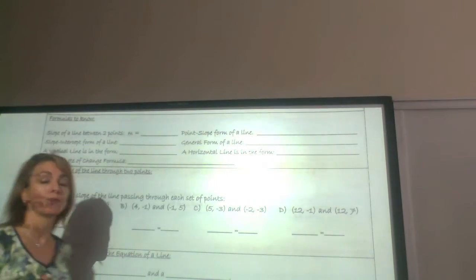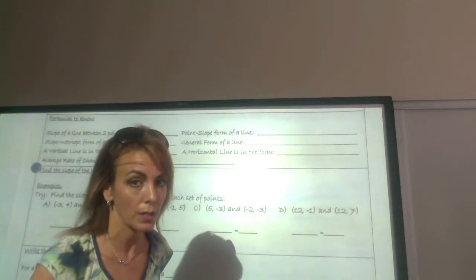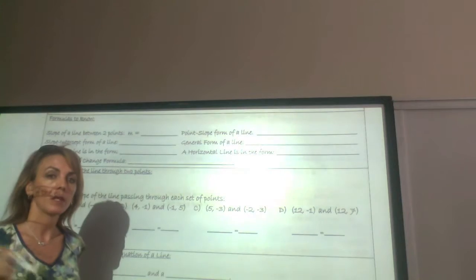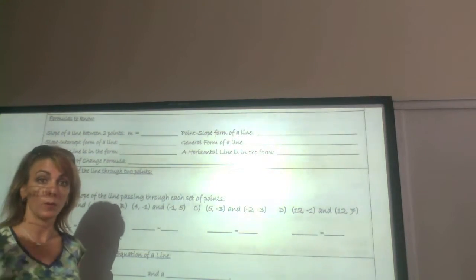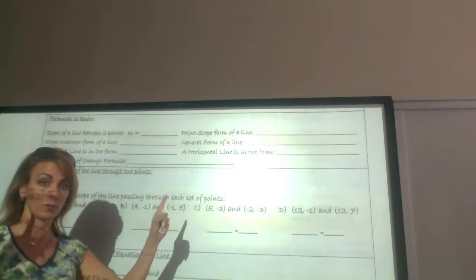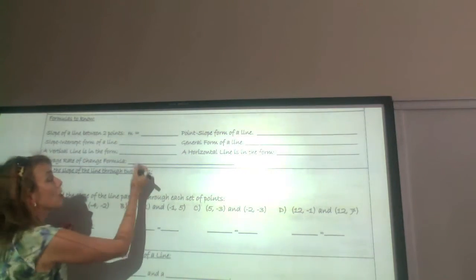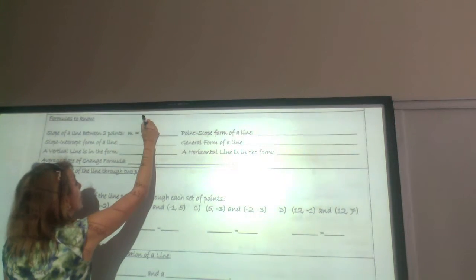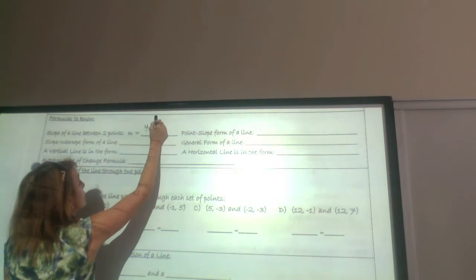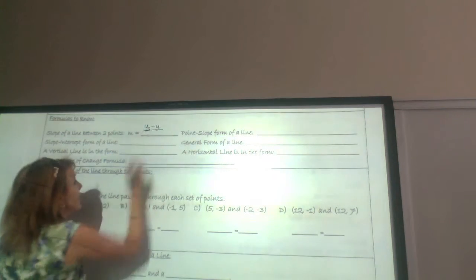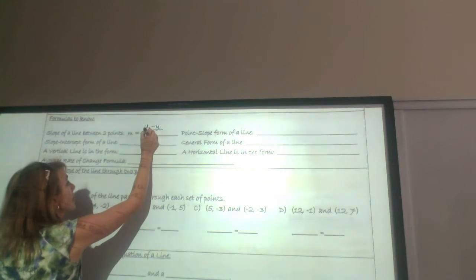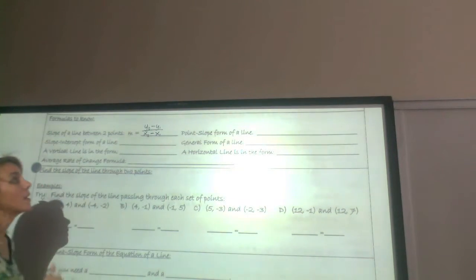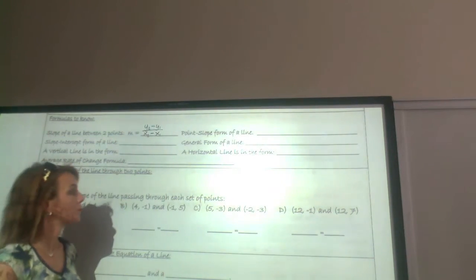Okay, so a lot of these you already know. What is the slope of a line between 2 points? Well, if I have 2 points, x1, y1, and x2, y2, so 2 coordinates, I can find the slope of the line that goes between them by taking the difference of the y's, y2 minus y1, and dividing that by the difference of the x's, x2 minus x1. Okay, that's a pretty easy thing to do.